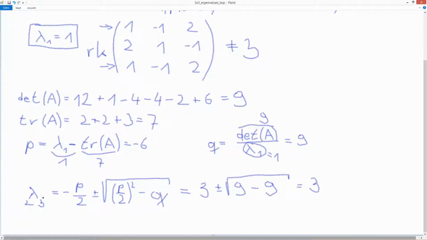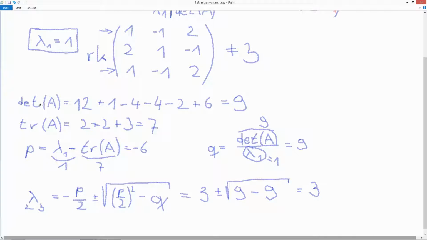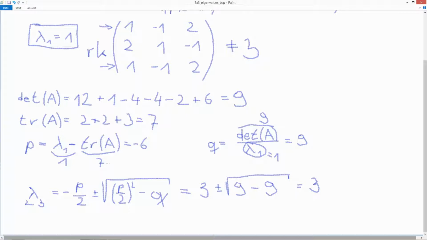The newly calculated eigenvalue 3 here is an integer eigenvalue, and this integer eigenvalue divides the determinant of A, which is 9, and 3 divides 9. This is exactly this condition here. It is true for every integer eigenvalue lambda. The next step is to calculate the determinant and the trace of A. When you have these two values, you can insert them in these formulas here to get P and Q. The last step is to insert P and Q in the PQ formula you may already know from school, and then you get the other two eigenvalues, lambda 2 and 3.